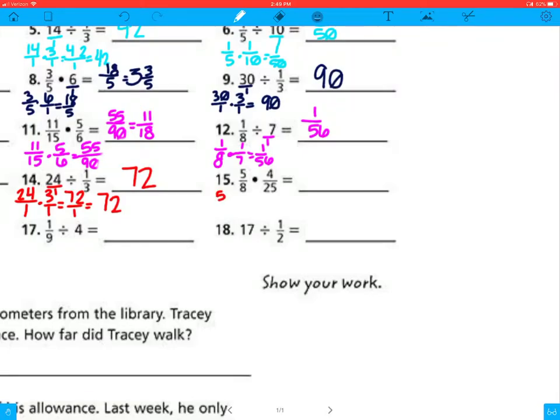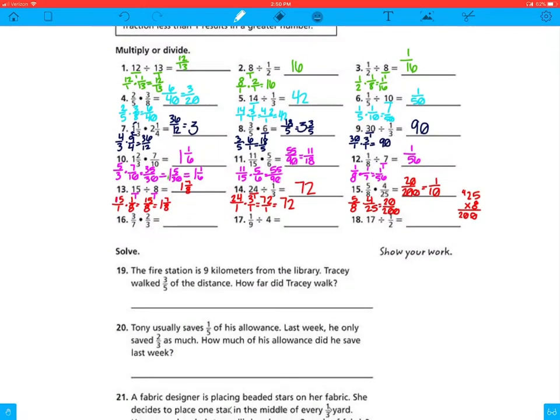5/8 multiplied by 4/25, I multiply straight across, and 20 is my numerator, and 200 will be my denominator. I can multiply off to the side to find my denominator when I have numbers like this. And I know that 20 definitely goes into 200, right? It goes in there 10 times, because I could go 20, 40, 60, 80, 100, 120, 140, 160, 180, 200. So I have a final answer simplified of 1/10.